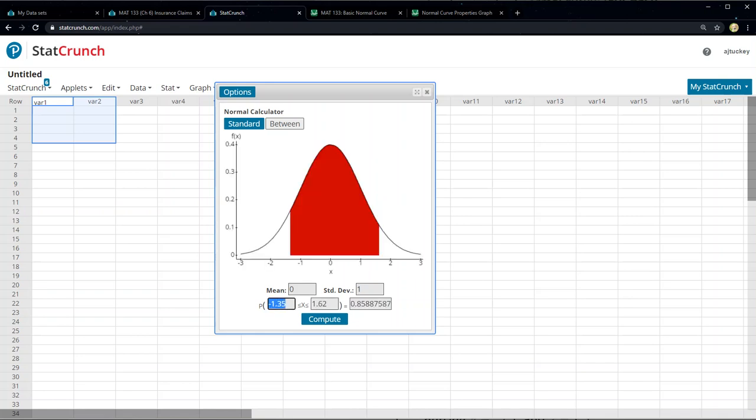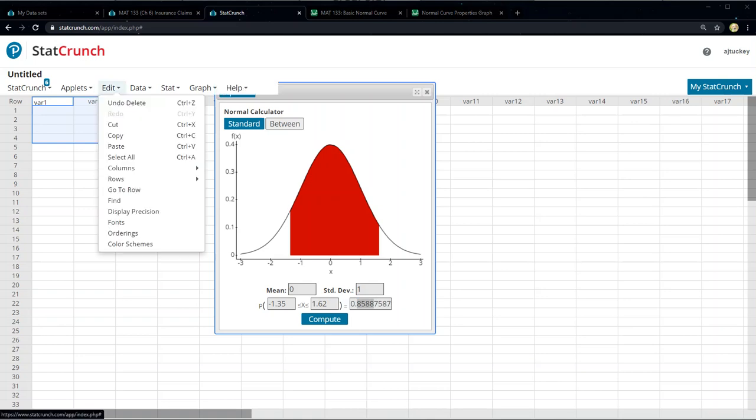So I just typed negative 1.35, positive 1.62. I mean, you can see it's less than or equal to x, which is less than or equal to, I mean, it looks just like it does on the page. And I pressed enter or compute, and it tells me it's 0.8589, which is the answer we got out of the calculator. And also it draws it for me. Just in case I was worried I hadn't shaded it correctly, I can see the shading right here in StatCrunch, and it matches what I did on the paper.